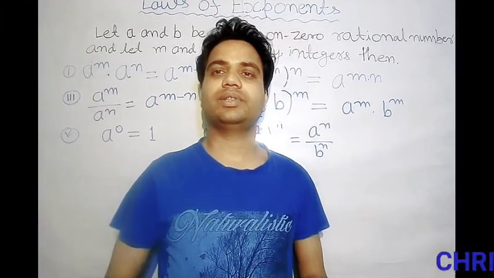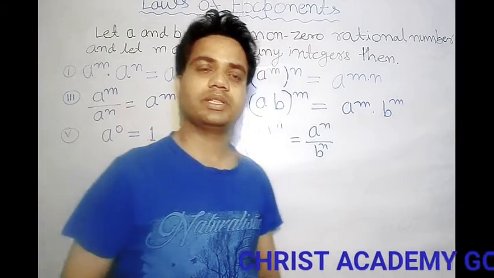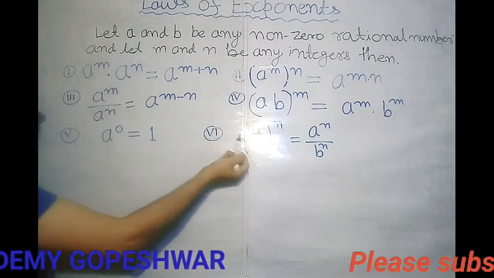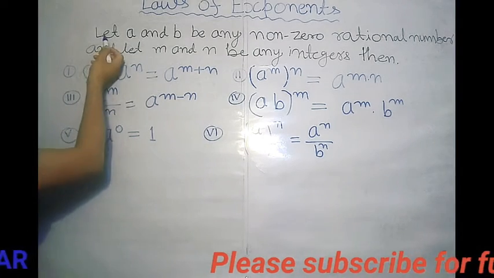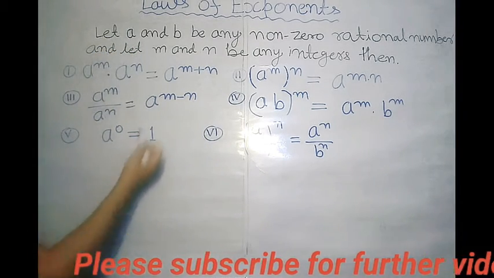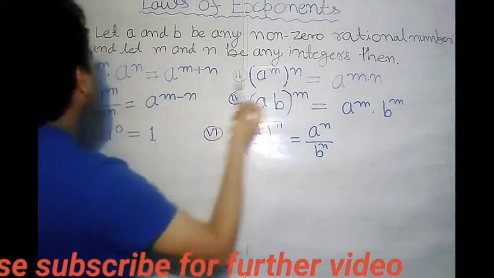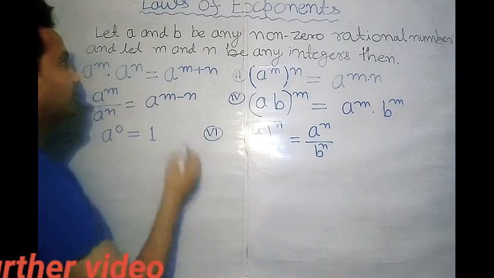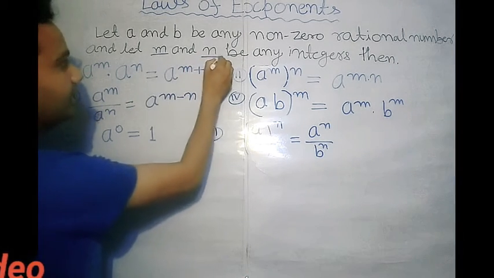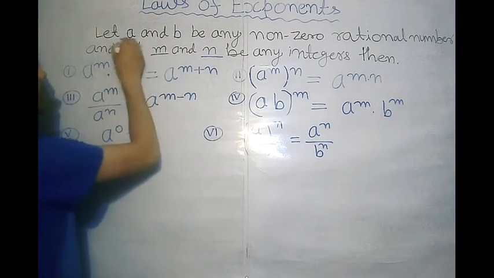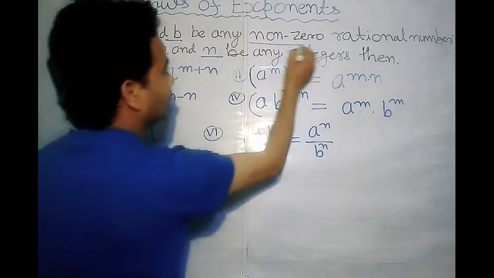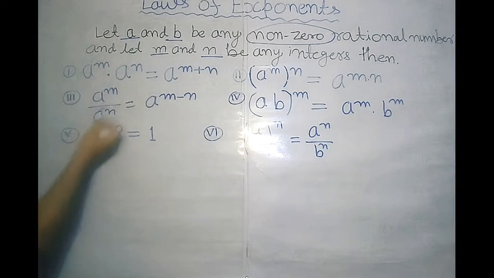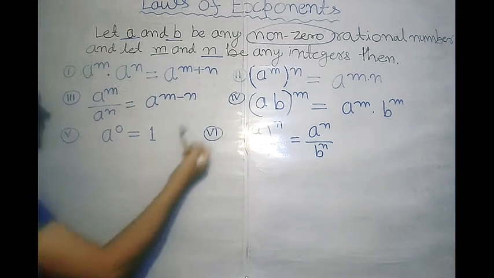Today I am here with a new topic, and today's topic is law of exponent. In this you will learn some rules. Now here, let a and b be any non-zero rational numbers and let m and n be integers. Let us see all the rules one by one with the help of examples.